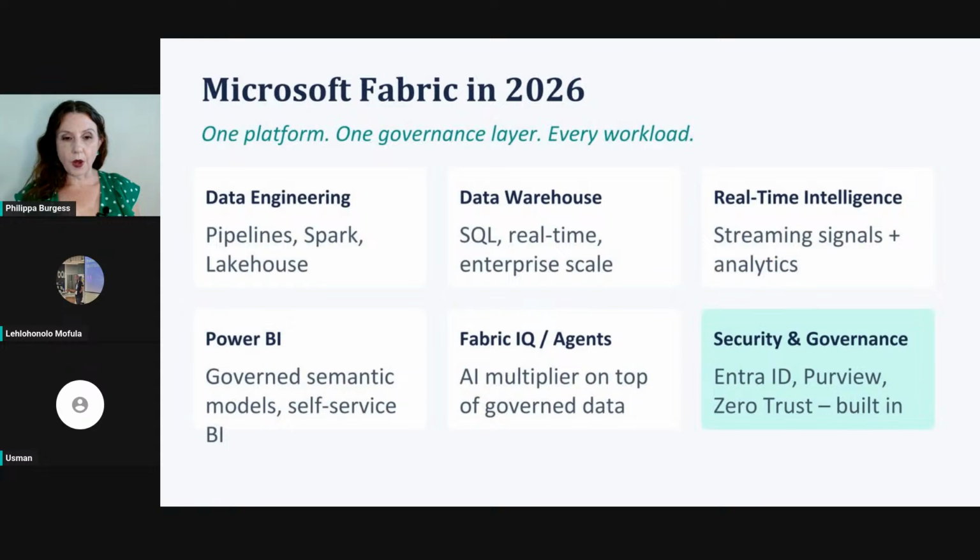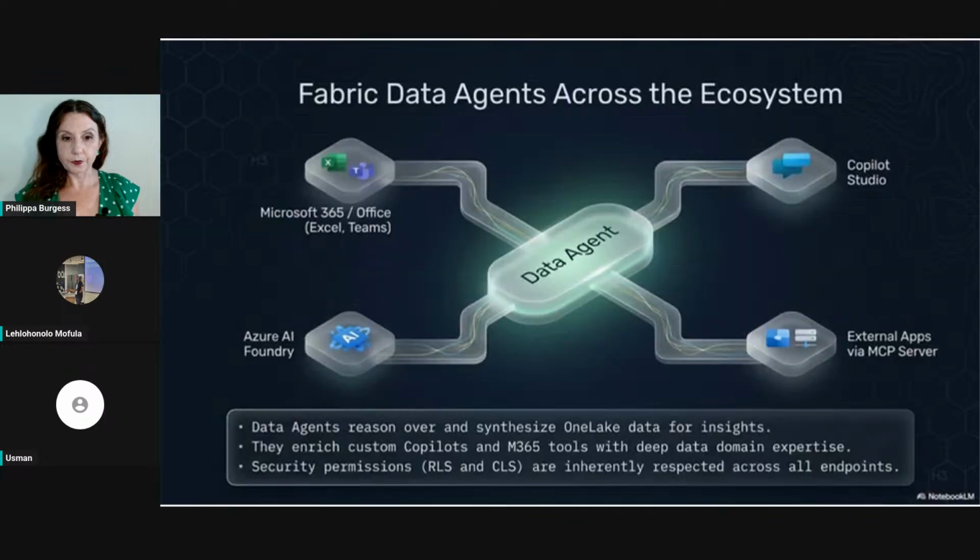And with this one platform, we have one governance layer across every workload. So you've got data engineering with pipelines, Spark, and Lakehouse; data warehouse and SQL; real-time intelligence, with streaming signals and analytics; Power BI, with governed semantic models and self-service BI; and Fabric IQ agents, the AI multiplier on top of governed data. And then for security and governance, we've got Entra ID, Purview, and zero trust concepts built in. And Fabric agents across the ecosystem.